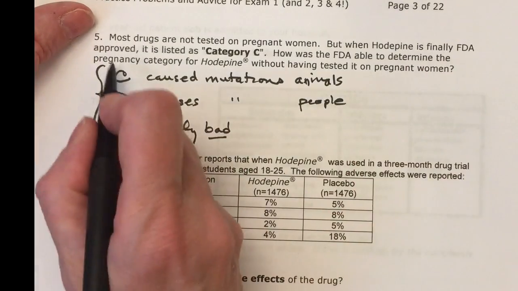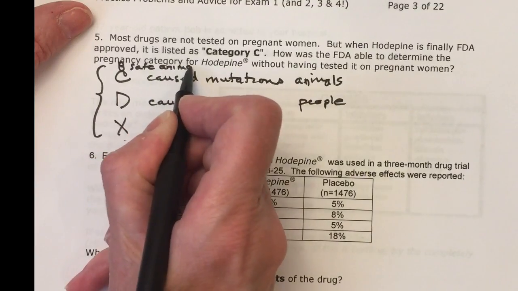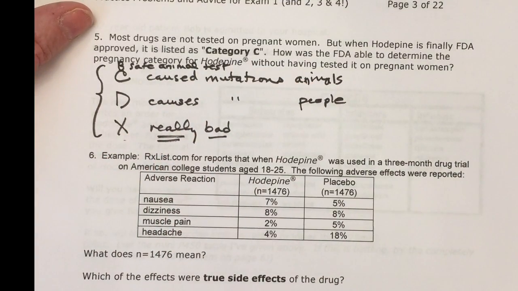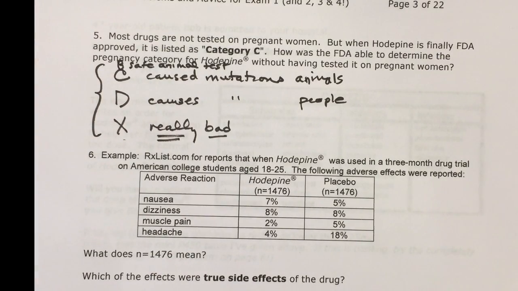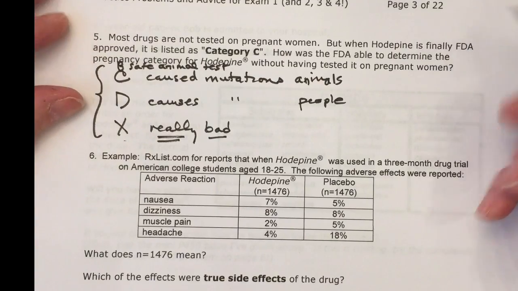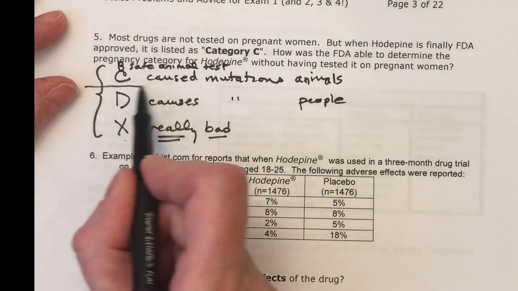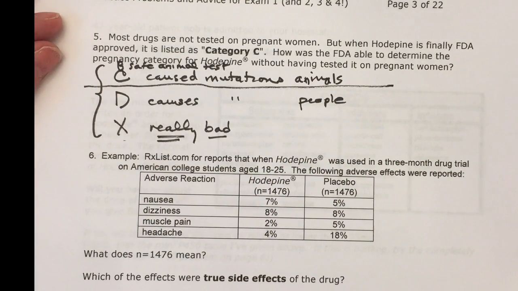I should have written here, category B means safe on animal testing. Right. So when they gave this drug in the preclinical trials, the animals that were tested, when they had a litter of babies, there was not a higher level of birth defects than just the baseline. So when a drug is released, there's been no testing on pregnant human women. So the best that you can say is that the drug is category C because it caused birth defects in animals.